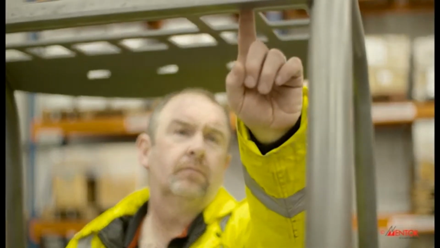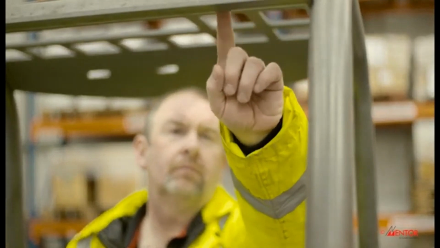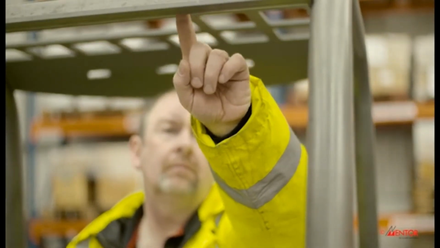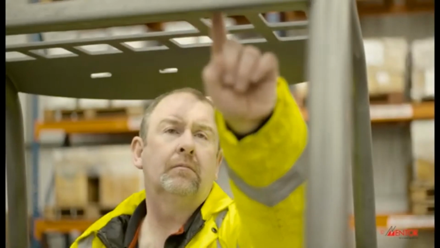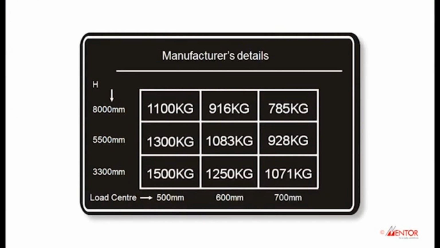Operators must always be aware of the weight of the loads. If a load exceeds the capacity of the lift truck, there is a much greater risk of the lift truck tipping over. Here's an example. As can be seen from this example of a capacity plate, as the height of the load increases, the capacity reduces. In other words, the lift truck can lift less weight as the height increases.